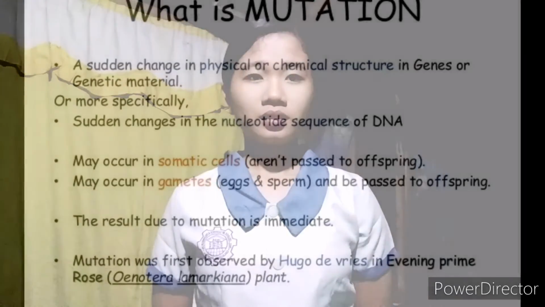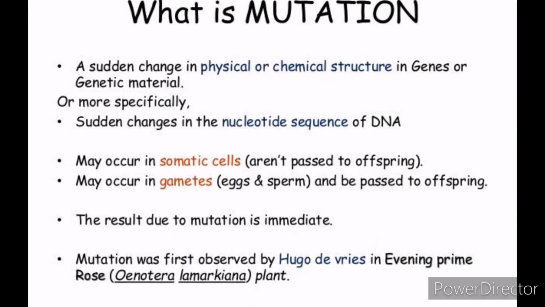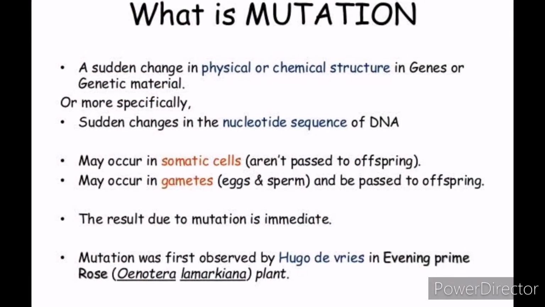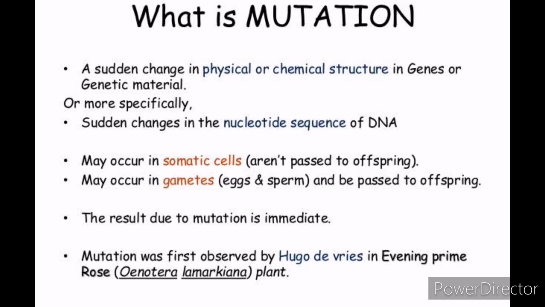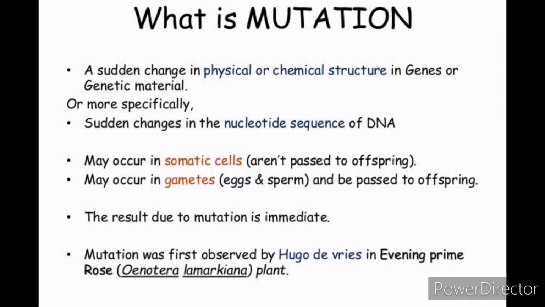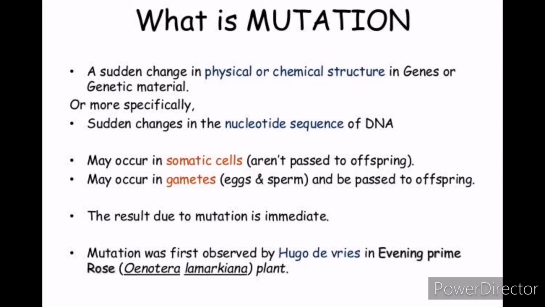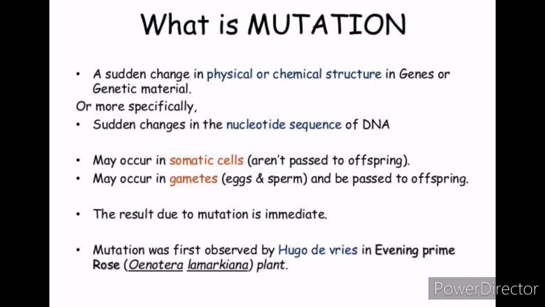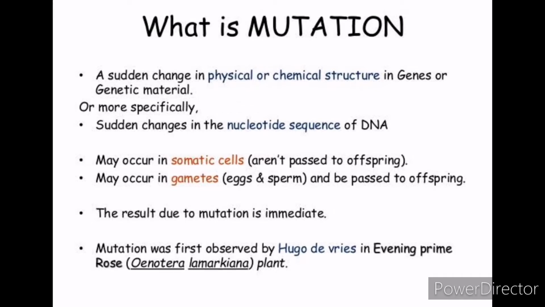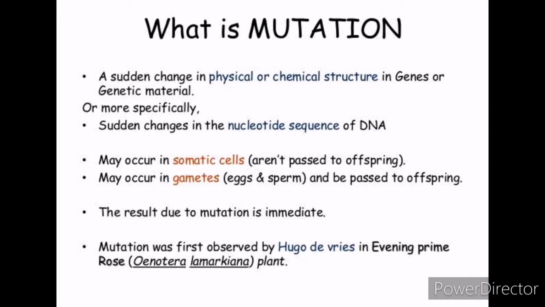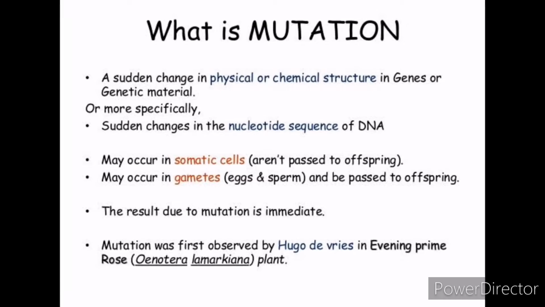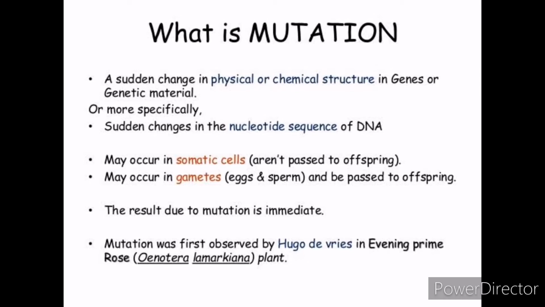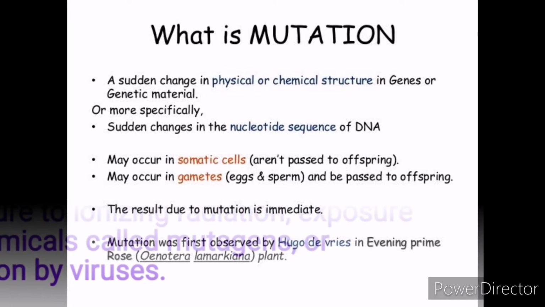I've been assigned to discuss for the day: what is mutation and gene regulation. What is mutation? A sudden change in physical or chemical structure in genes or genetic material, or more specifically, sudden changes in the nucleotide sequence of DNA. It may occur in somatic cells, which are not passed to offspring. It may occur in gametes, eggs and sperm, and be passed to offspring. The result due to mutation is immediate.